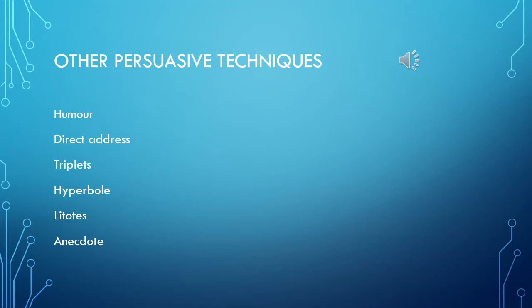Hyperbole, so exaggeration. Litotes is under exaggeration, so you often use it for comic effect, but under exaggeration can also draw attention to something. And anecdote, so a personal type of story which illustrates a point that you're trying to make.